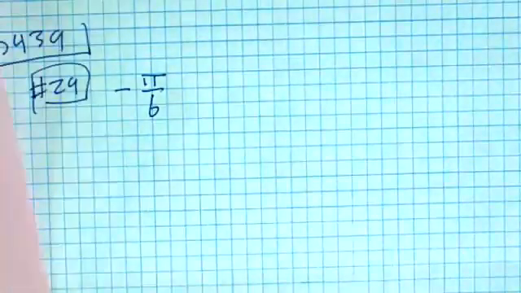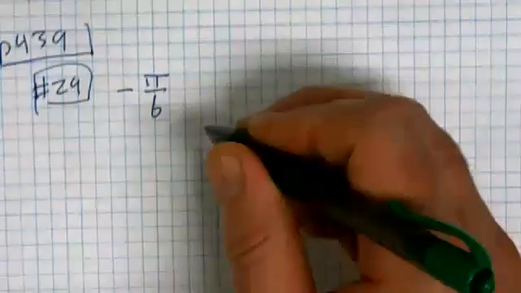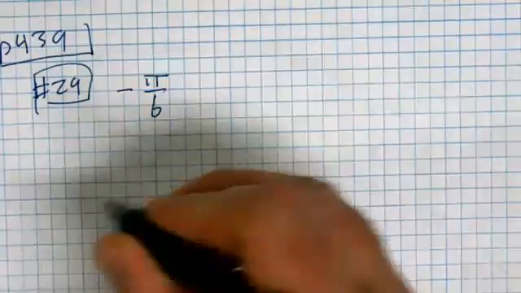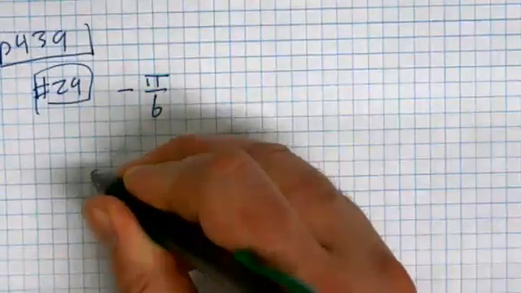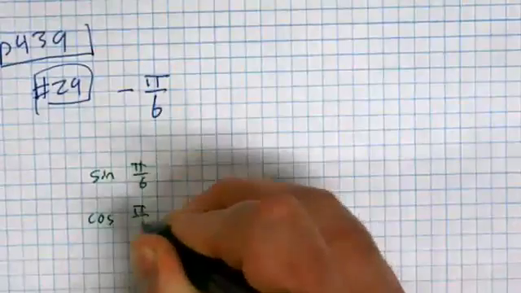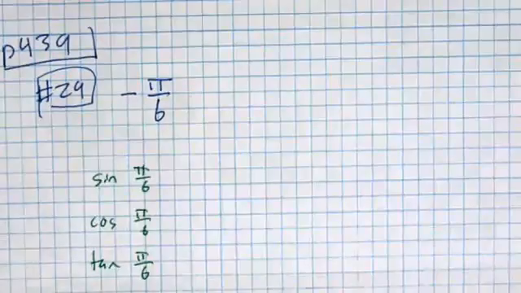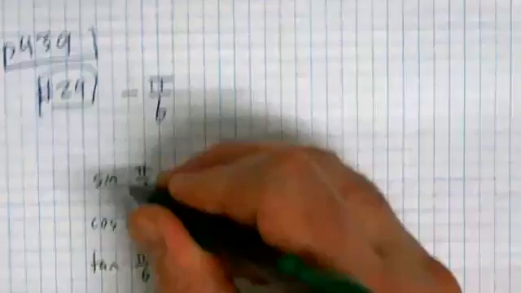So negative pi over 6. What I'm going to do is focus on positive pi over 6 for right now, and then I'll use odd and even to modify it. So basically, I'm going to find the sine of pi over 6 and the cosine of pi over 6 and the tangent of pi over 6. Actually, you know what? Let's just do the negatives because we can find the negative on a circle.